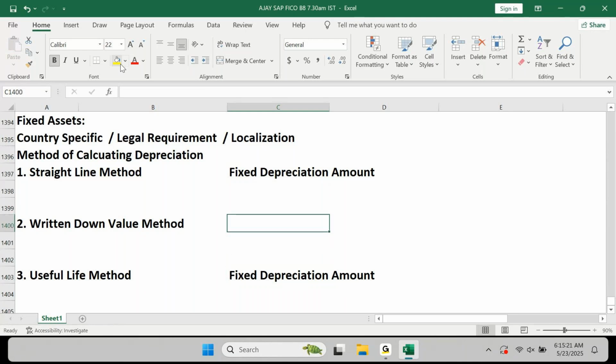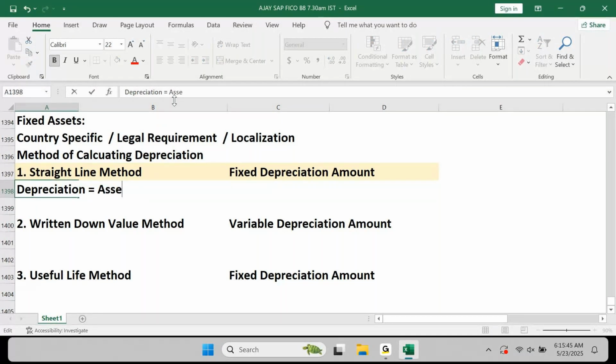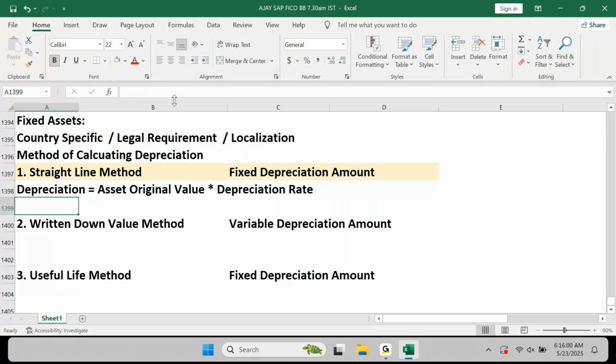Return on value is fixed or variable? It's variable. This is your variable depreciation amount. Now, how do you calculate straight line method depreciation? For example, depreciation is equal to asset original value into depreciation rate. Is this correct?